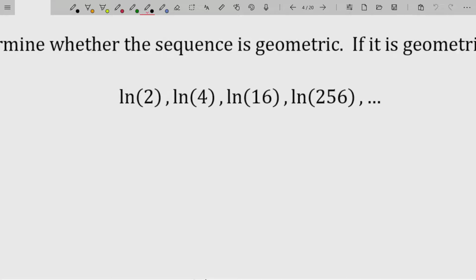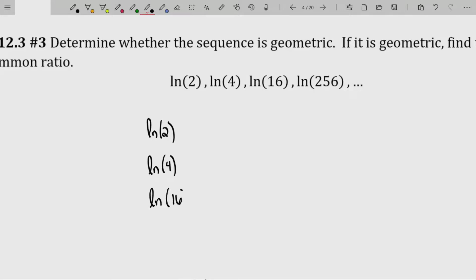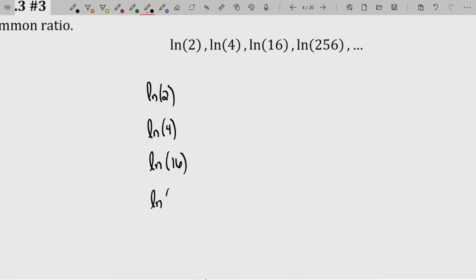The reason why I say that is because I'm assuming you already know how to work with logarithms and properties of logarithms. So let me write down this sequence for myself. I have the natural log of 2, and then the natural log of 4, and then the natural log of 16, and the natural log of 256. And they say that's a pattern. What you need to do is figure out, how is that a pattern?